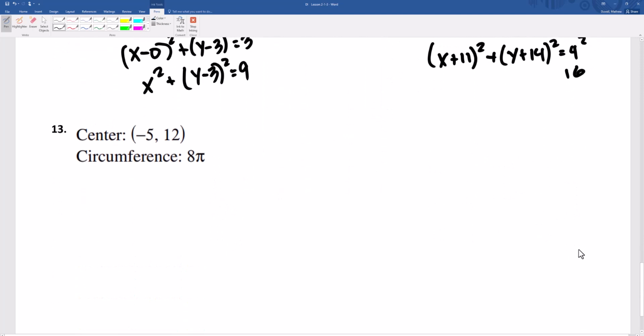And then for the circumference, remember 8 pi equals 2 pi r. So you divide both sides by 2 pi. So again, your r is going to equal 4.